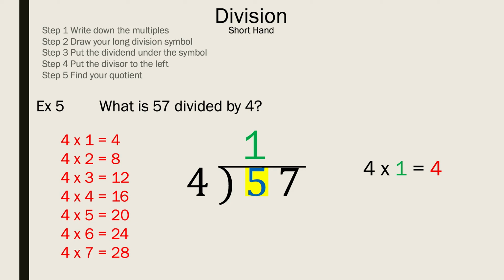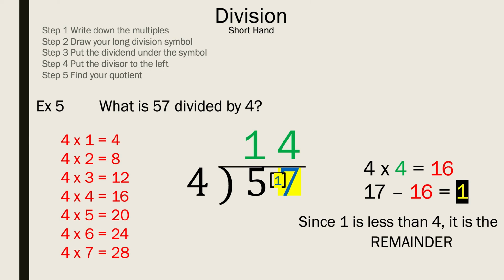So 4 times 1 is 4. 5 minus 4 is 1. And that is your remainder for the first part. Now we put the remainder next to the 7. And now we only have to worry about 17. Now we take a look at the multiples, and the closest one is 16. So we know it's 4. So 4 times 4 is 16. 17 minus 16 is 1. Since there's nothing else, we know that 1 is less than 4. It is the remainder. So we put it up there, and your final answer is 14, remainder 1.